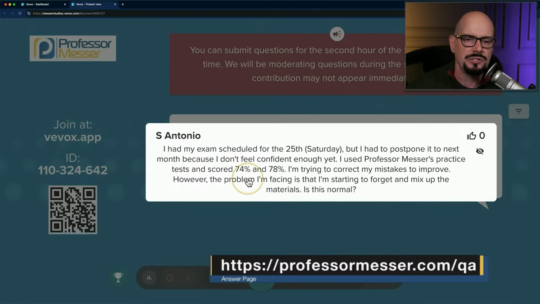I used Professor Messer's practice tests, scored a 74 and a 78. Those are good percentages. I'm trying to correct my mistakes to improve. However, the problem I'm facing is that I'm starting to forget and mix up the materials. Is this normal? All of this sounds perfectly normal. In fact, I think we all deal with this to some degree. In my career, I've probably taken 25 different industry certification exams. That's quite a few. And you never go into the exam with 100% confidence that you are ready to take this exam. It just never happens because too much is unknown. You don't know what this exam is going to throw at you until you take it. And only then do you know.